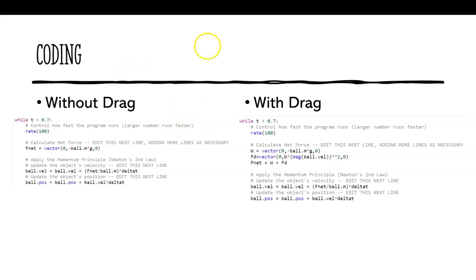So this is more of the coding. Without drag, everything is the same except for F net. Here F net is a vector which is mass times gravity, and here F net is the weight, or mass times gravity, plus the drag force, which is that equation shown earlier.